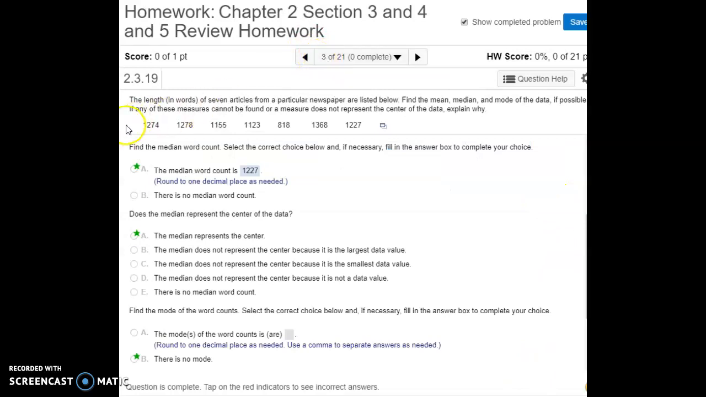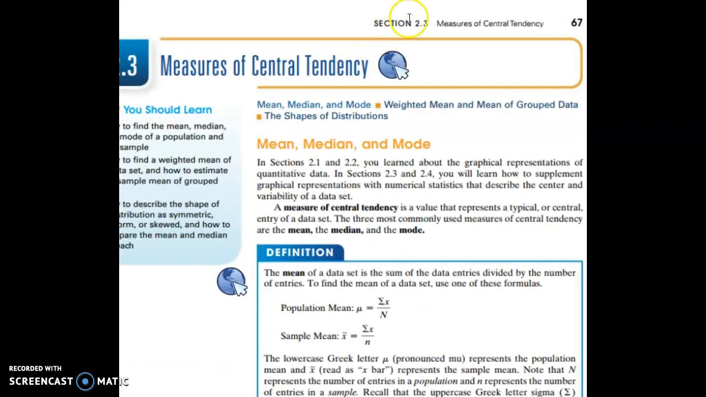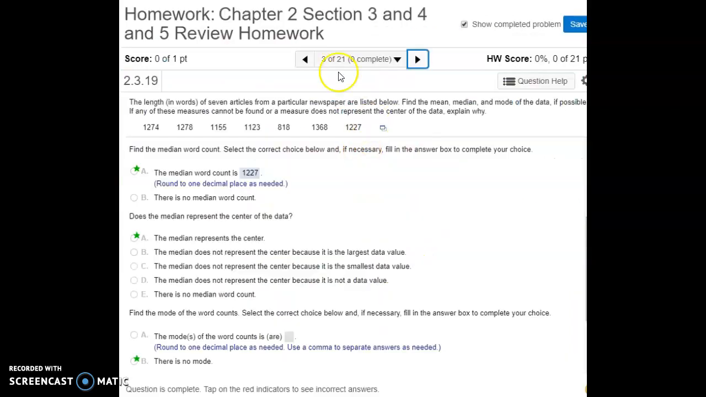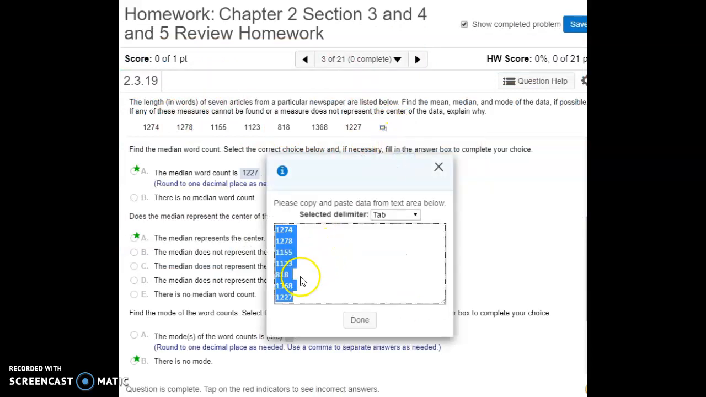For number 3, we have our data here, and we're going to find the mean, median, and the mode. And right at the beginning of section 2.3 is when it talks about mean, median, and mode. Mean is another word for the average. Median is the value that's exactly in the middle. And mode is the one that occurs the most often. And there are formulas. You can work these out by hand, but I want to encourage everyone to use technology.